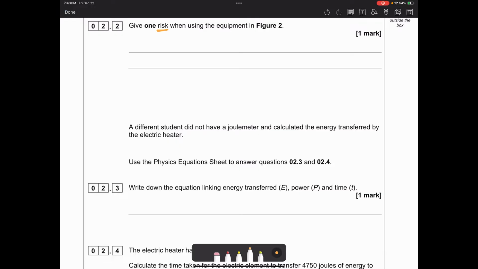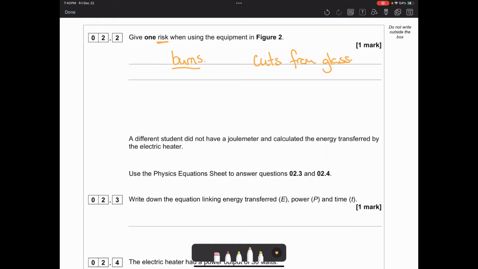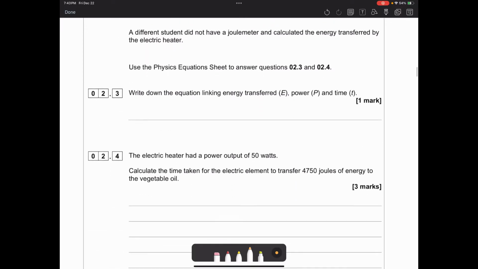Question 2.2 then, give one risk of using the equipment in figure 2. So you've got an electric heater. What is the risk of using a heater? It is simply burns. Okay, it could burn you, it could scald you. That is the key thing. You could also say a risk would be cuts from glass. But you don't say the actual hazard. Okay, the hazard is the object. The risk is what can actually happen to you from it.